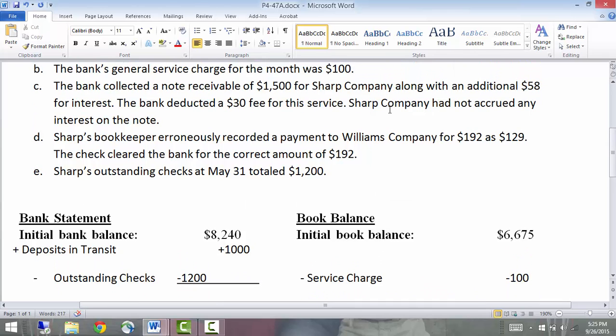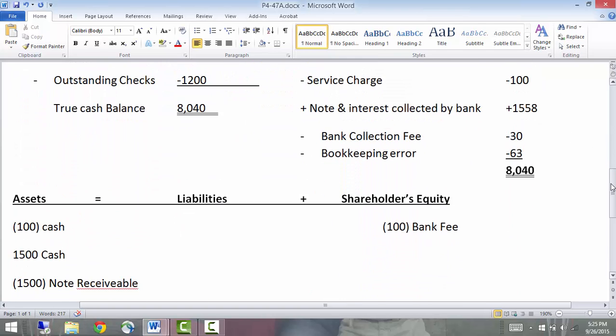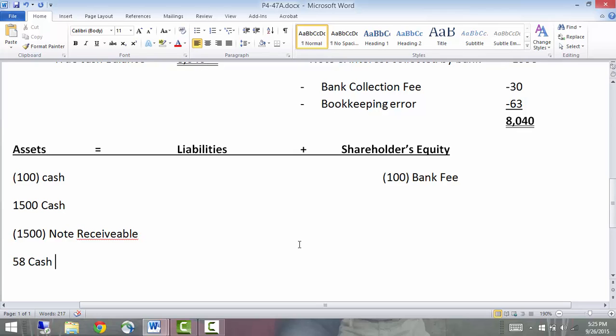It says the Sharp company had not accrued any interest on the note. So that lets us know that they had not already recorded interest revenue and interest receivable. If they had, we would just reduce our interest receivable. But since it says they had not accrued any interest yet, we have to record it as interest revenue. We want that interest revenue to show up on our income statement.